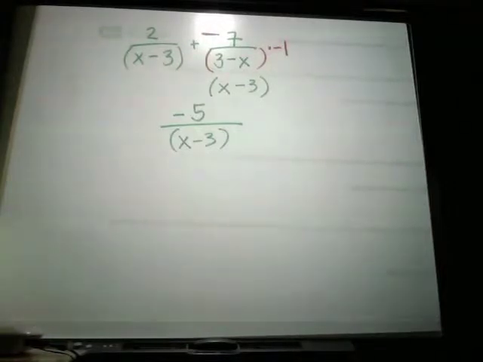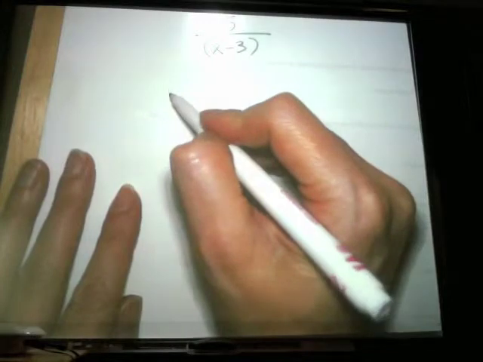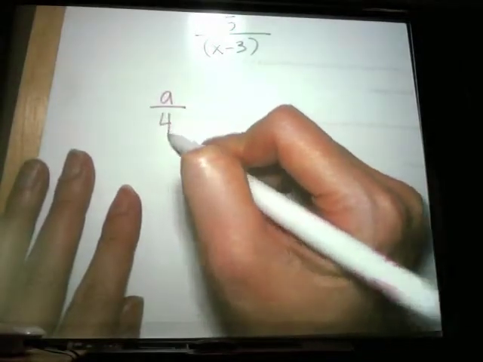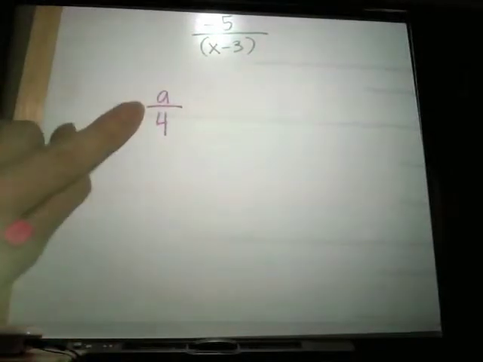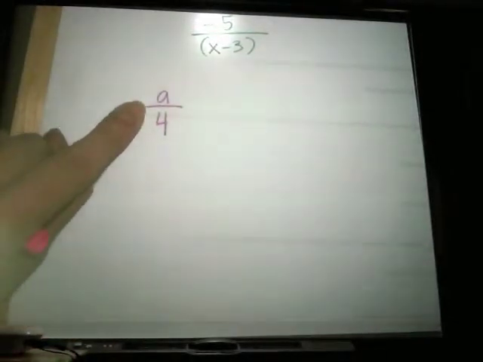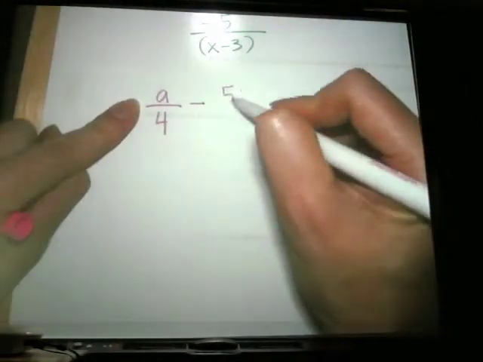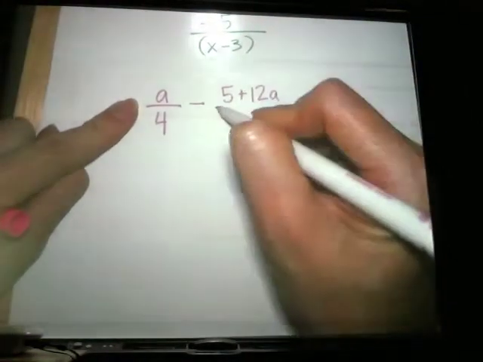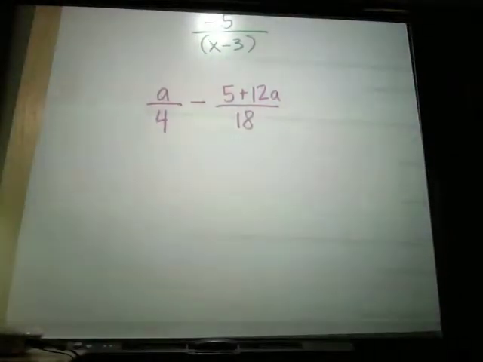Okay, final example. The bad news is you have to find a common denominator. The good news is I'm only going to give you plain old numbers for today. We're going to save the trinomials and binomial denominators for tomorrow. So, a over 4 is our first fraction, minus 5 plus 12a over 18. So again, we're going to have to find a common denominator, but for today, just numbers. Old school, plain old number, common denominator.